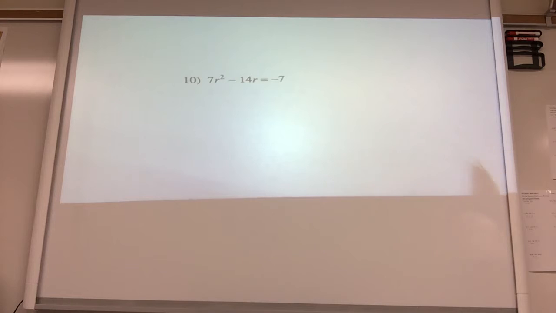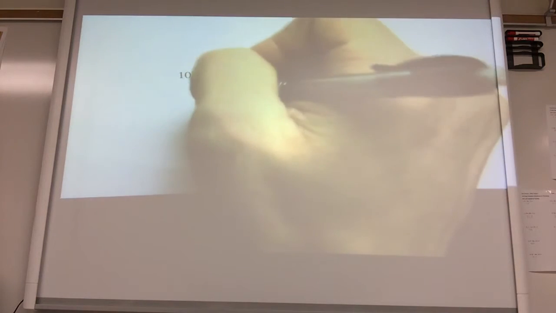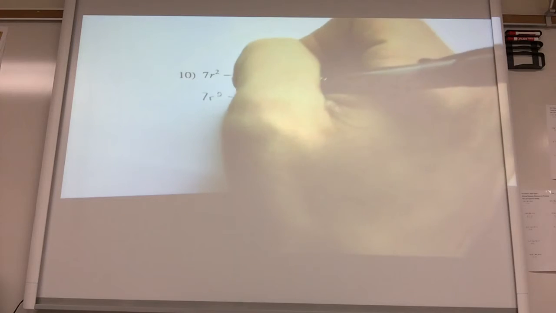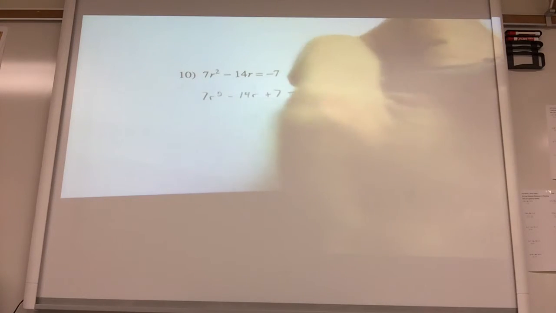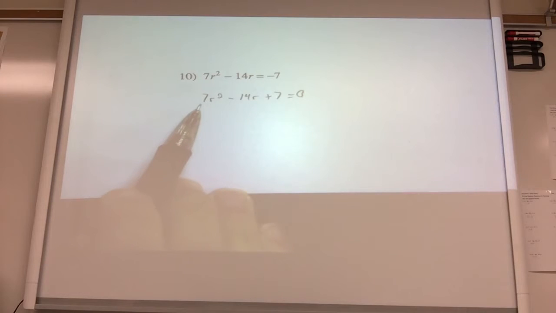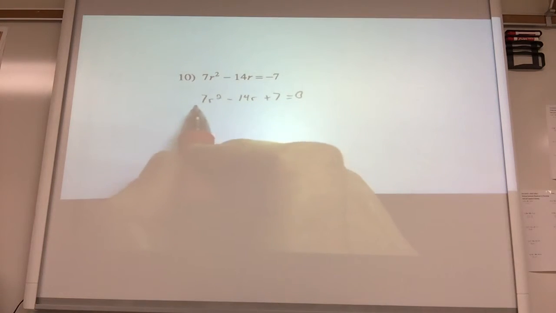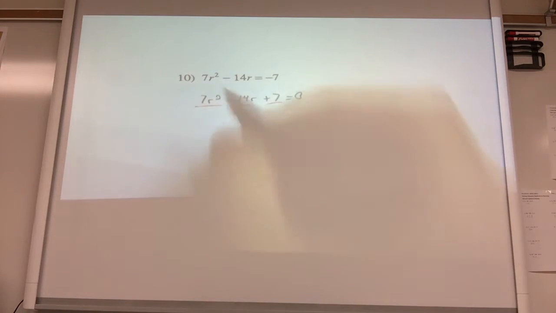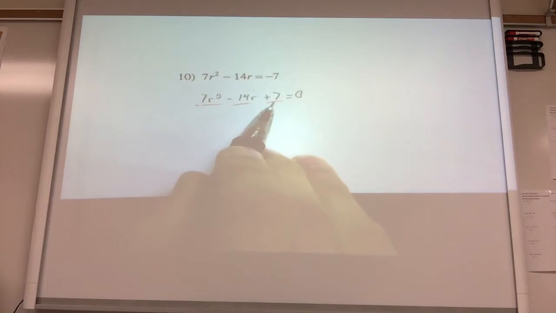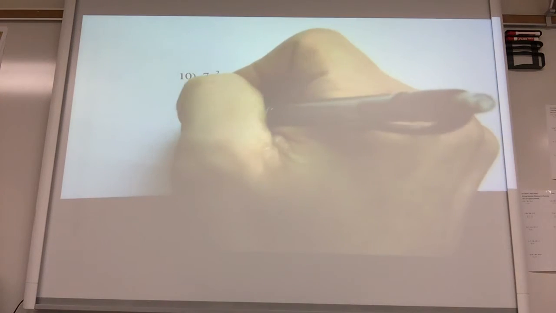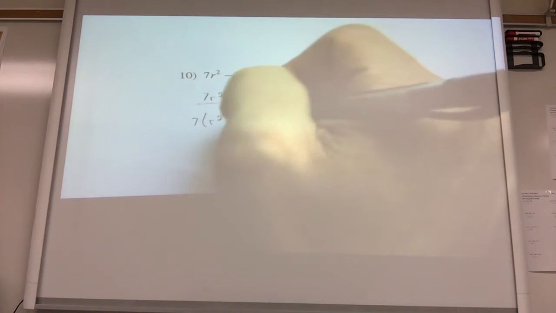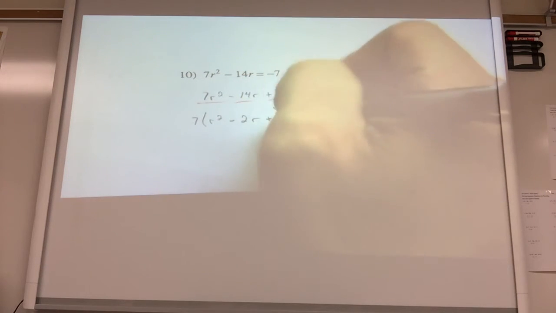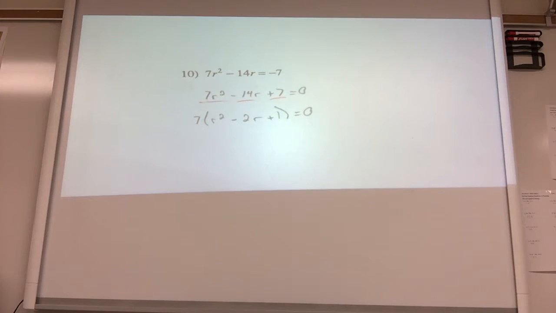Let's do number 10. So number 10, again, set it equal to 0. 7r squared minus 14r plus 7 equals 0. Now the question is, does a equal 1? No, not in this case. It equals 7. So the next thing you want to do is go ahead and check. See if every single term in here is divisible by that a. If it is, then divide the a out. So notice every single term is divisible by that 7, the a value. So I'm going to divide that out, 7. So we have r squared minus 2r plus 1 equals 0. So I just divided it out like that.